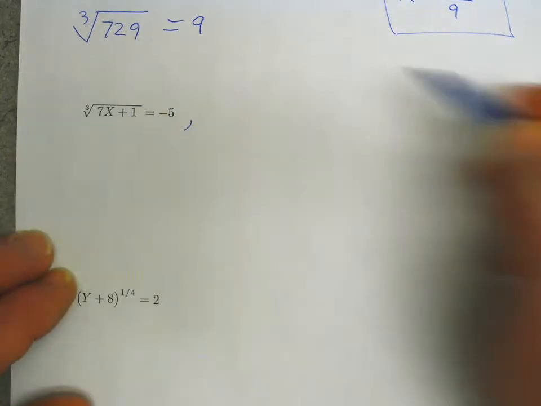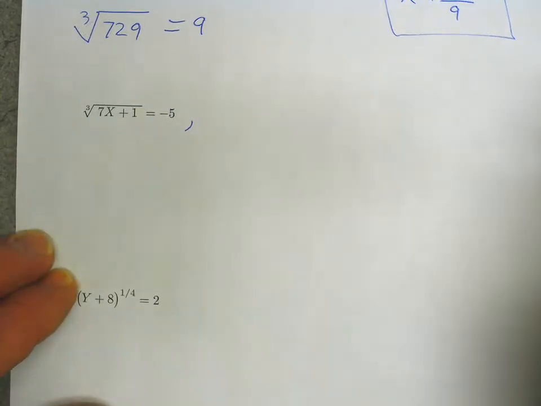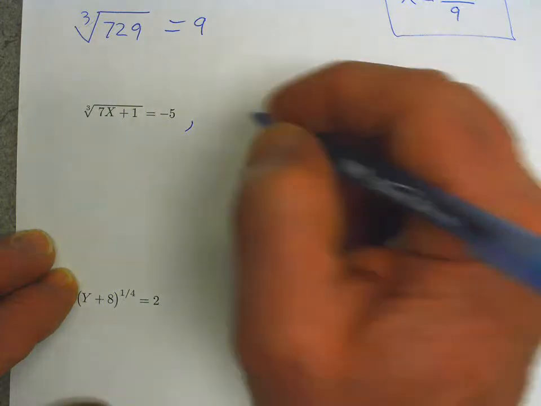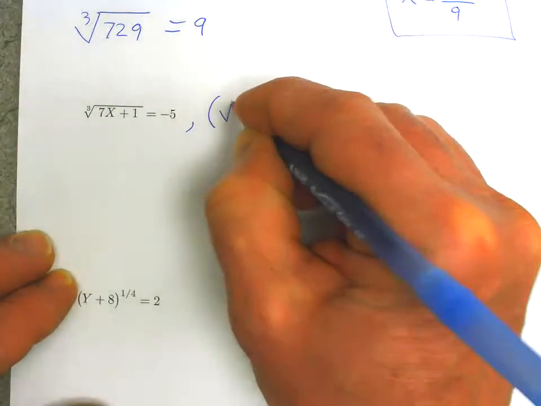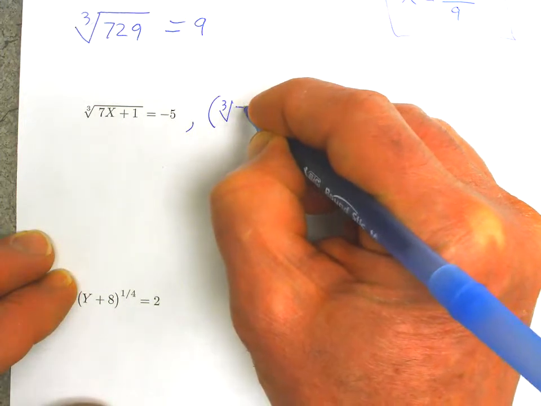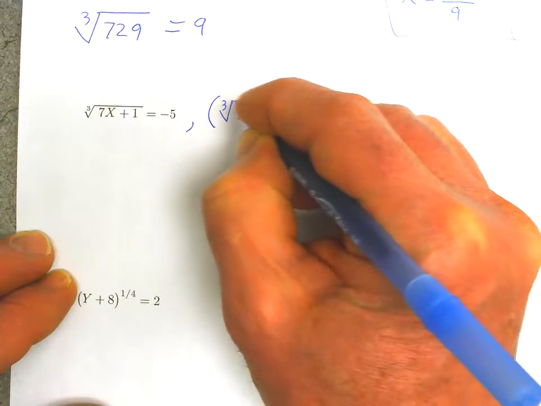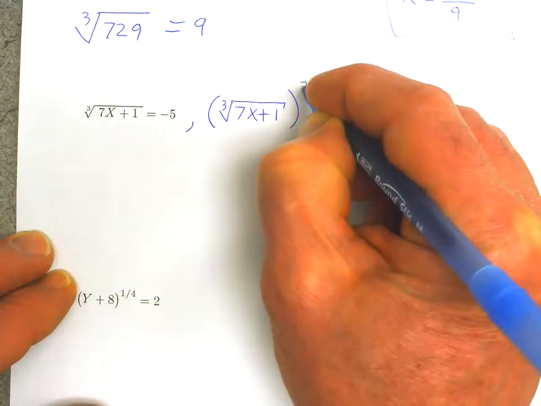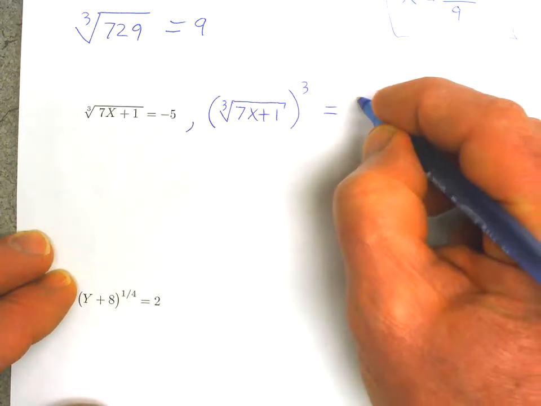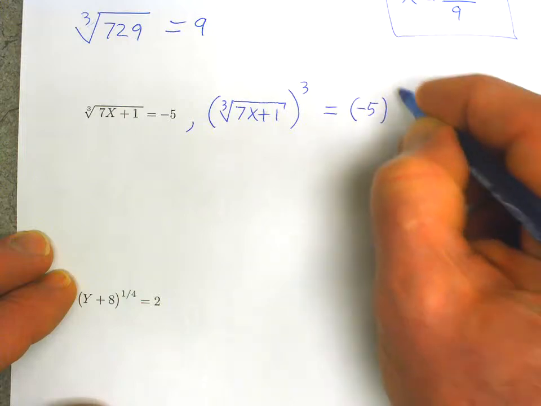Okay, so to solve for x, we're going to raise both sides to the third power. So the left-hand side is the cube root of 7x plus 1 to the third power. And the right-hand side, the number negative 5 is raised to the third power.